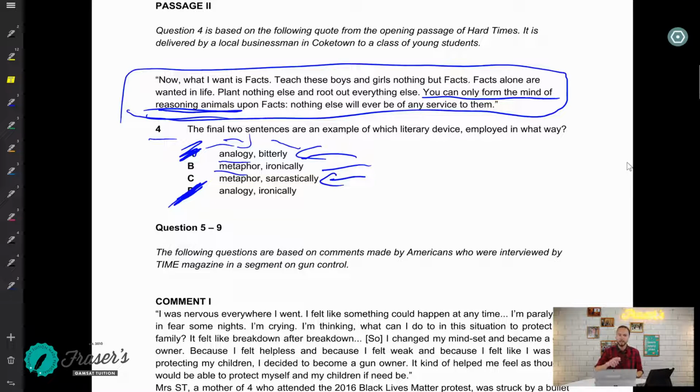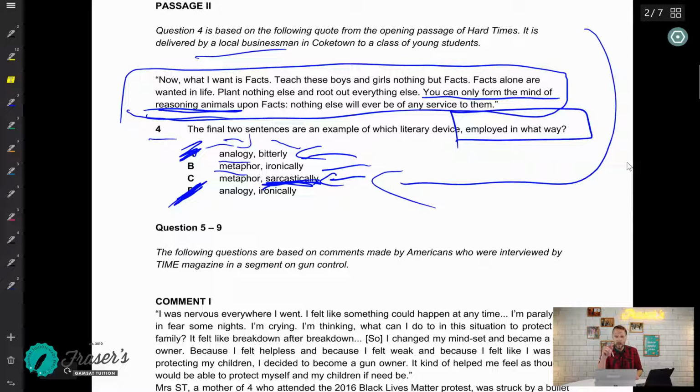So is the character, who is a local businessman, being ironic or sarcastic? Sorry, I apologise. Is Dickens being ironic or is he being sarcastic? Now, I reckon that if we're talking about sarcasm and Dickens being sarcastic, I don't think that is correct, because when we think about irony, we're thinking actually about the presence of hidden meaning. How does Dickens want us to think of this local businessman? Are we meant to think of him in a good light or a bad light? And I think it's a bad light in this case, because he wants nothing but facts.